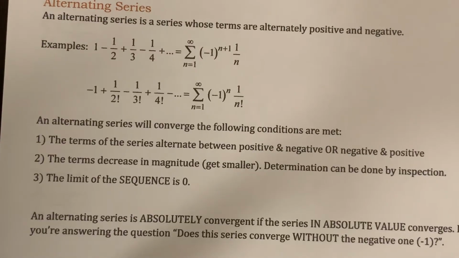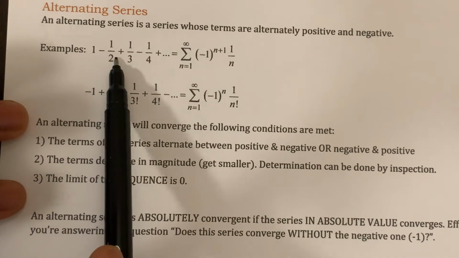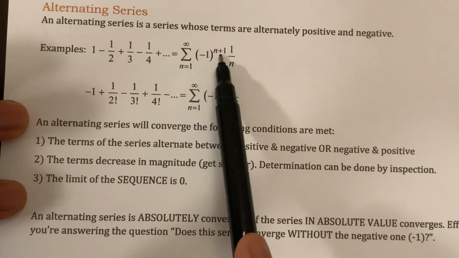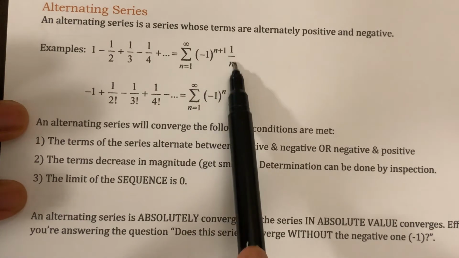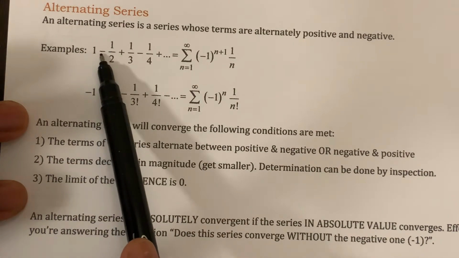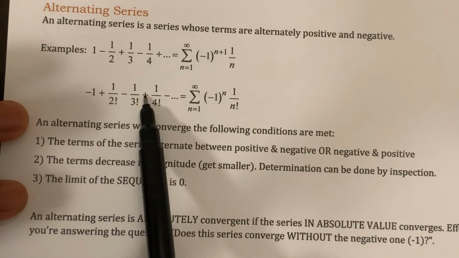All right, so let's talk about alternating series. An alternating series is a series whose terms are alternately positive and negative. So if we had 1 minus a half plus a third minus a fourth, which is really just -1 to some exponent times 1 over n, this is an alternating series because we start positive, negative, positive, negative. And then the second example, we have negative, positive, negative, positive.